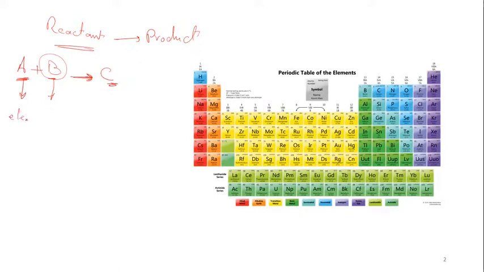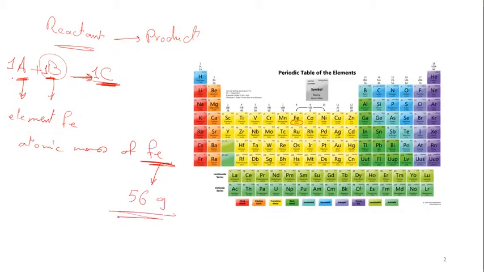So if I have an element such as iron, I can just take the atomic mass of iron that enters the reaction. If I have 1 mole of A plus 1 mole of B to give me 1 mole of C, this means the amount that I'm entering the reaction is 56 grams.